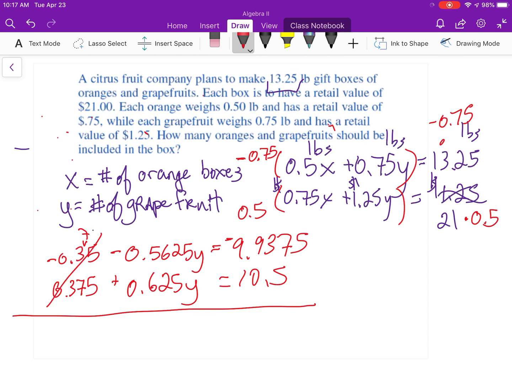So those are going to cancel out. Here we'll have 0.625 minus 0.5625, okay, and then 10.5 minus 9.9375. Okay, divide that out, 0.0625. Okay, and it works out to be y is equal to 9.